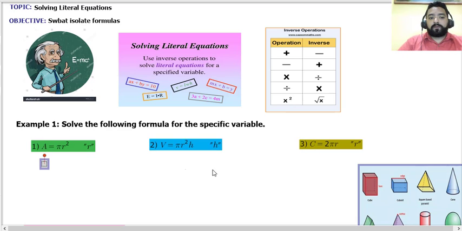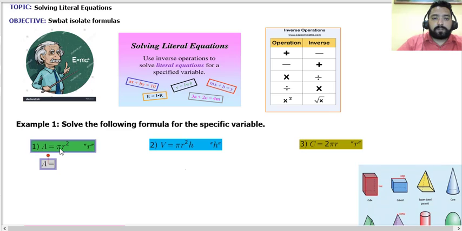So for example, I have three formulas and we are going to isolate for a specific letter: by r, by h, and by r, or by the radius, by the height, and by the radius. In this case, we have the area, it's equal to pi times r to the second. This pi is multiplying, and remember our objective is to isolate the radius to the second power. So if this is multiplying, we are going to pass it to divide, and then we are going to have only r to the second power.